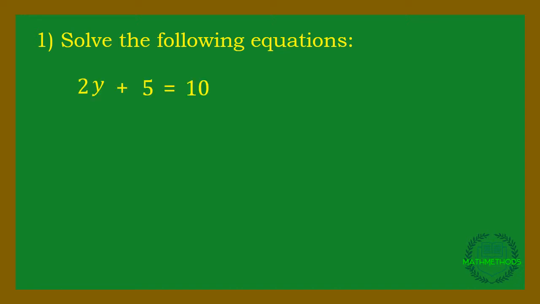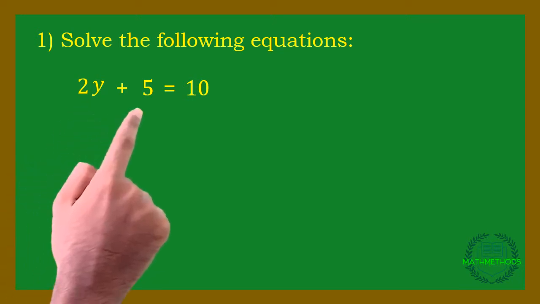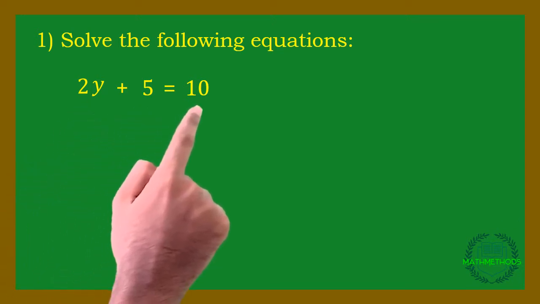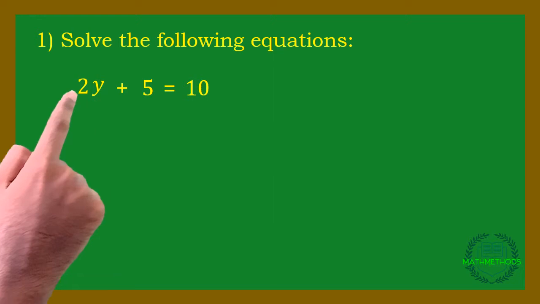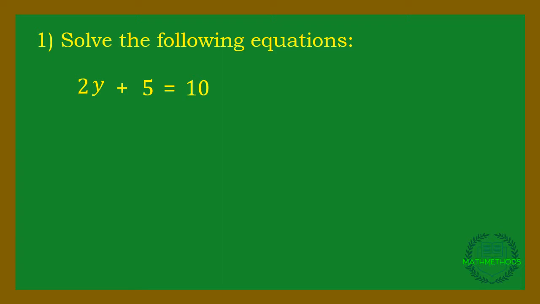Check this simple equation here. 2y plus 5 equals 10. This equation has three terms. They are 2y, 5 and 10. The letters like x, y, p etc. denoting the unknown number are known as the variables, and the number next to the variable which multiplies the variable is called the coefficient of the variable.